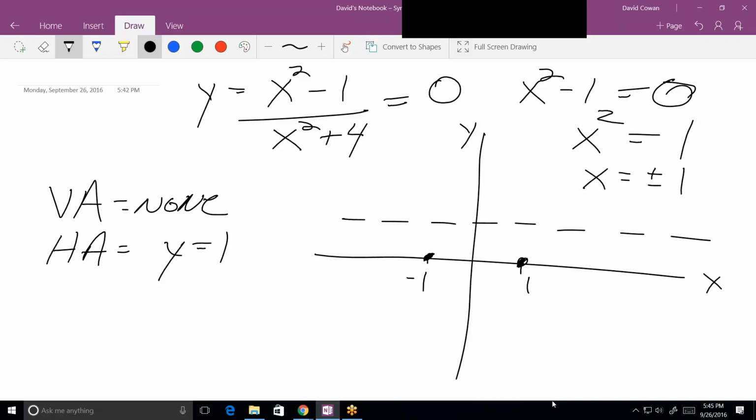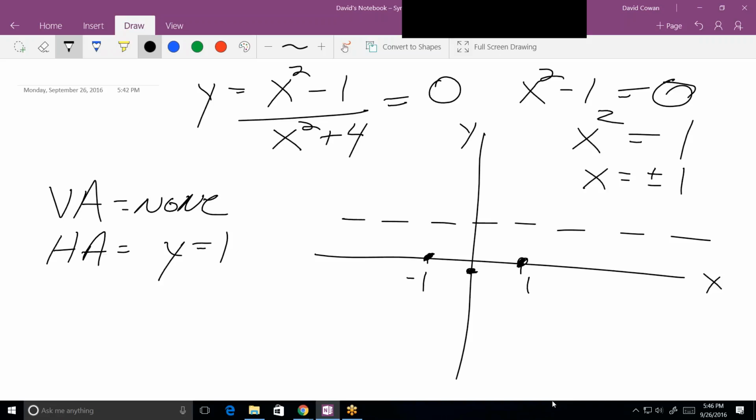And I have a horizontal asymptote. Well, what happens when x is 0? In other words, let's figure out a y-intercept. All right, so if x equals 0, it'll just be -1/4. Okay, so this point right here is also on my curve.